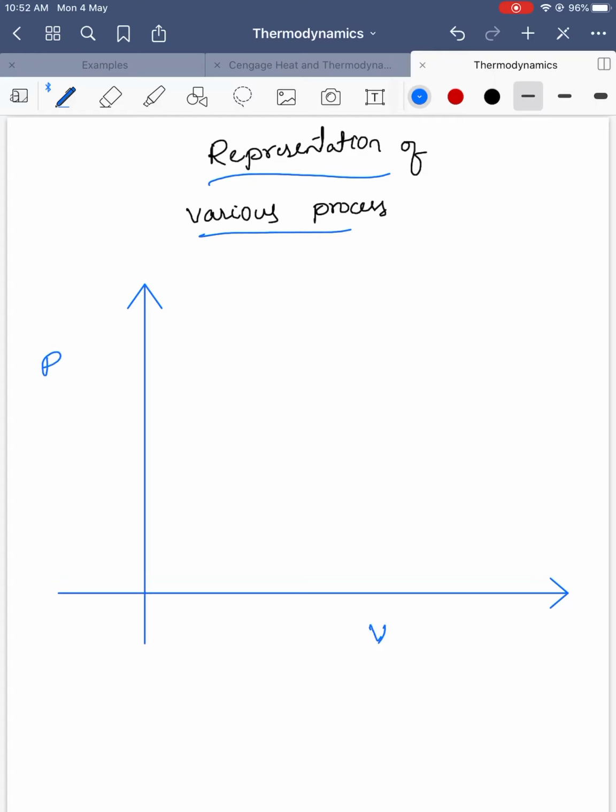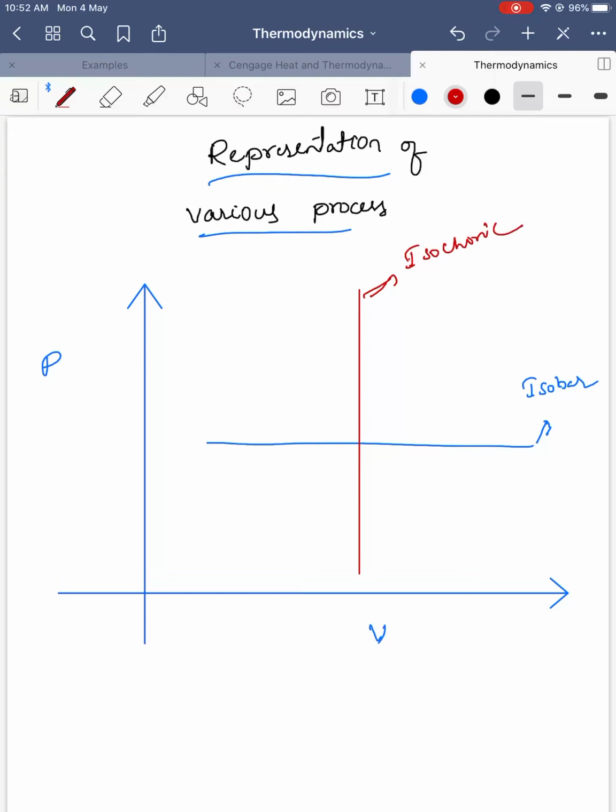So when a process is a straight line, what kind of process is it? It is an isobaric process. Isobar. Next, if the process is vertical, what kind of process does this represent? It is isochoric. Next we are going to see very important points about isothermal and adiabatic.